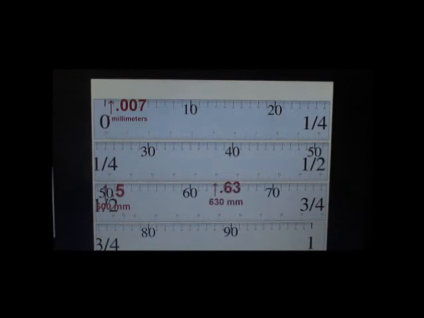The next number was 0.63. Okay, that's 63/100ths. Another way of saying it is it's 63 centimeters. So it's right on the 63 centimeter mark. If we're talking about millimeters, remember there's 10 millimeters for every centimeter, so 10 times 63 would be 630 millimeters.